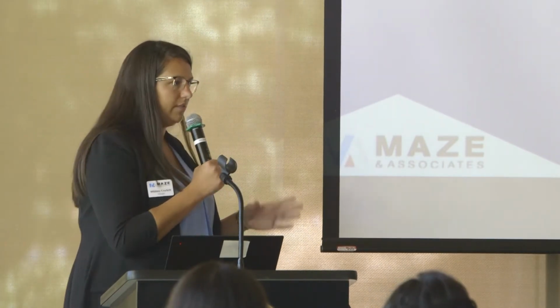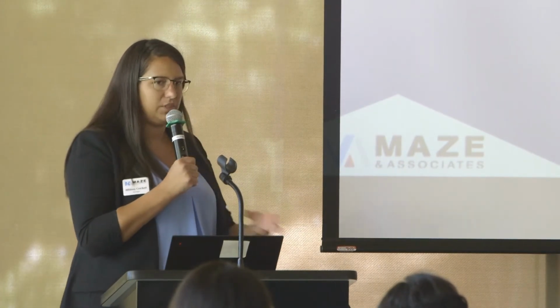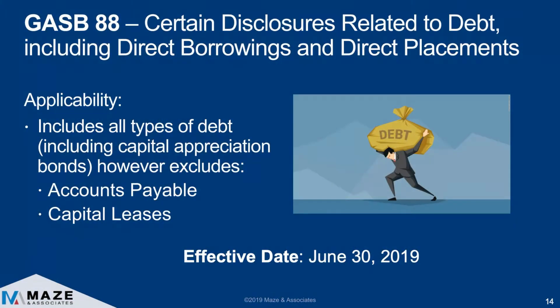So for the disclosures, the additional things to be disclosed are unused lines of credit, assets pledged as collateral for the debt, and terms specified in debt agreements related to default, termination events, and acceleration clauses. So these things are good to start as year-end preparation comes, to look at the official statements and see what other items need to be pulled out to put in the disclosures this year. So again, this GASB applies to all types of debt. However, it excludes accounts payable and leases.